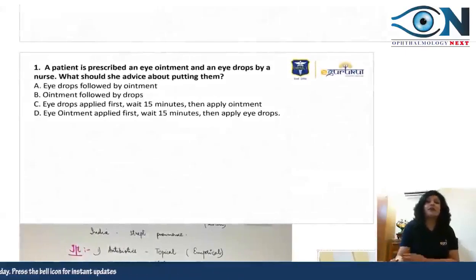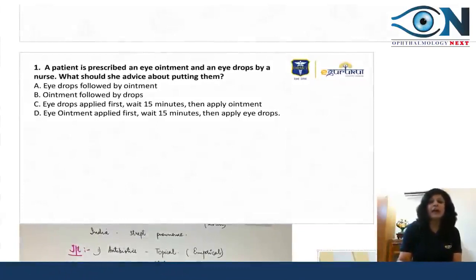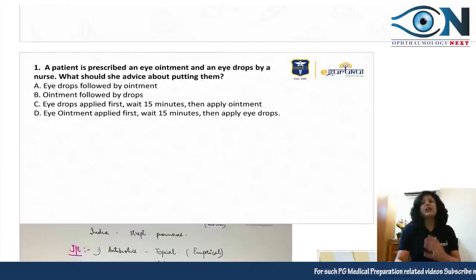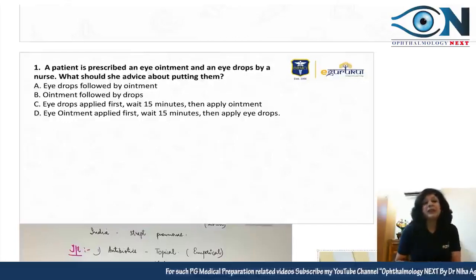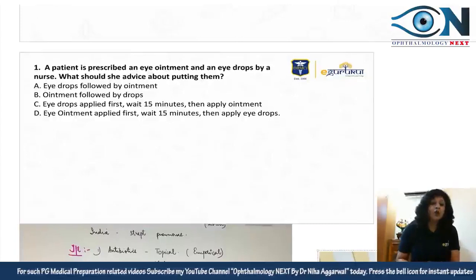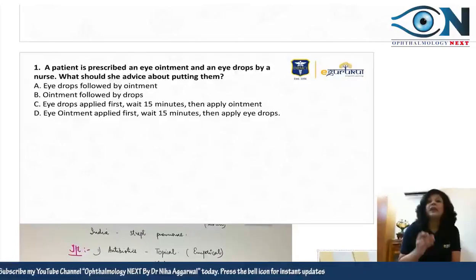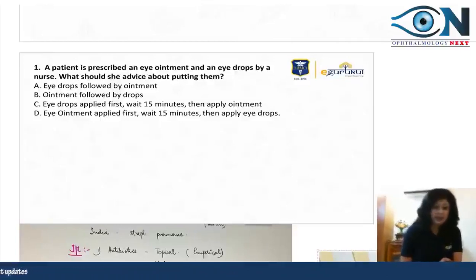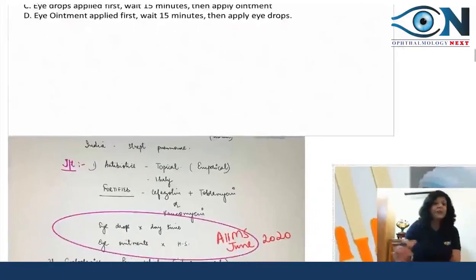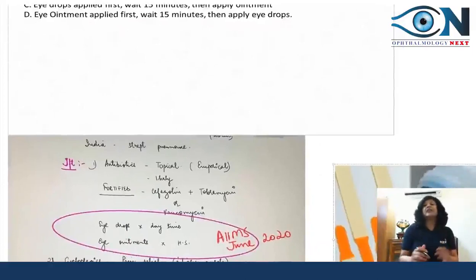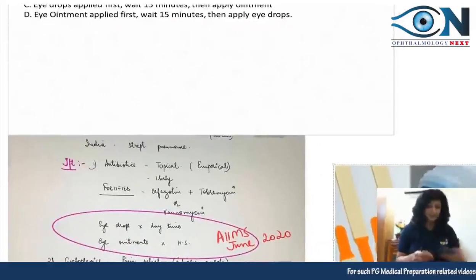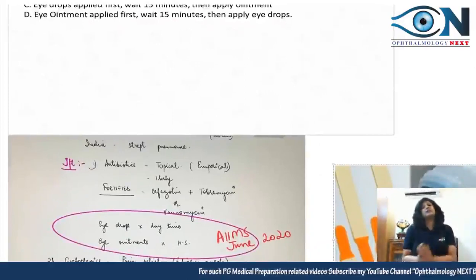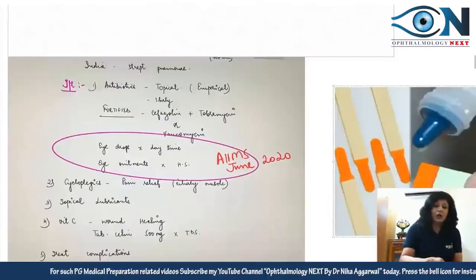The question number one is, a patient is prescribed an eye ointment and an eye drop by a physician, and now this has to be instilled by the nurse. So what is the advice that the nurse should be given, and how should she give this eye drop and the eye ointment? So again, I'm happy that the things that we actually tell you in the class are always asked in the exam.